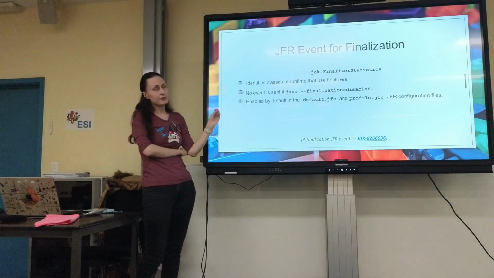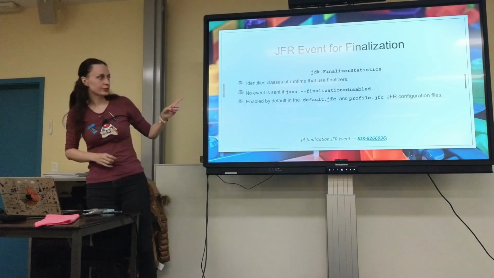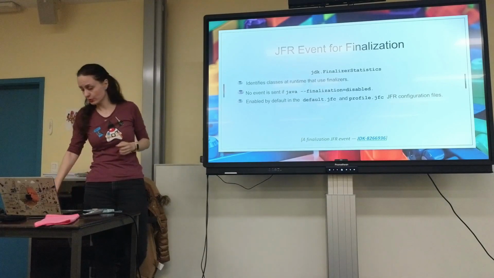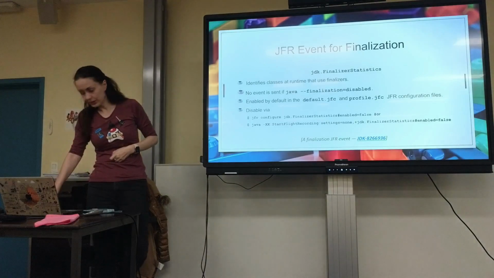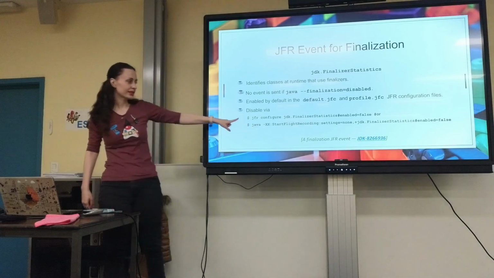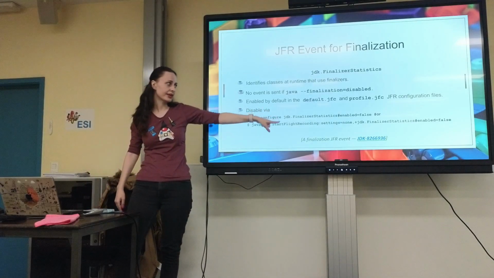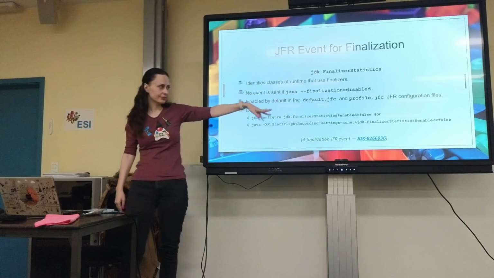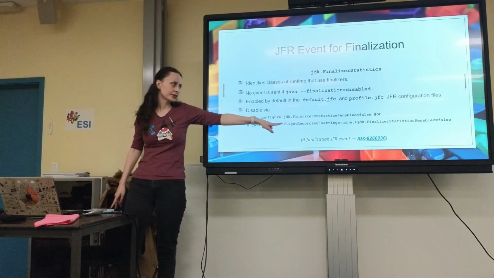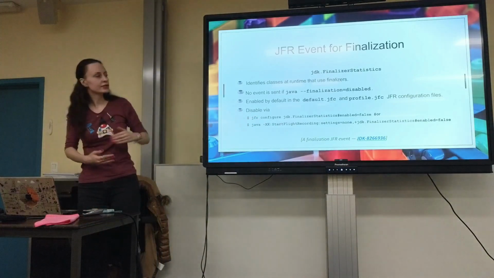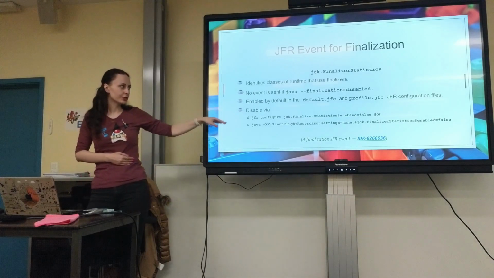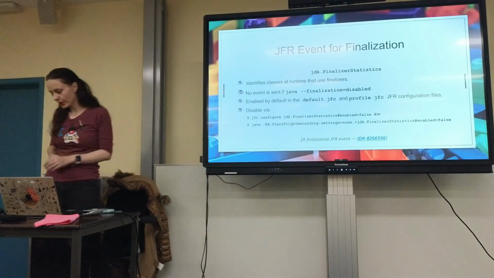It is enabled by default in the default and profile.jfc JFR configuration files, so you don't need to go and enable it yourself. That's the good part of it. But if you don't like it and you want to disable it, I've given you the commands on how to do that. You can do that either with JFR configure and say jdk.FinalizerStatistics#enabled=false, or you do it from the -XX:StartFlightRecording option and say from the settings how you want that to be disabled. Those are the two ways to disable it.